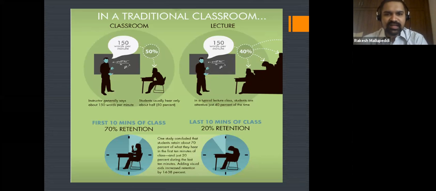So already they're listening to only 50%, and they're retaining only 70% of it, and that too in the first 10 minutes, where their brains are more active. So ultimately, if you add up the whole 30 minutes of your class, their retention levels are very low, right? So this is where these kind of techniques, these kind of new, they're not new.